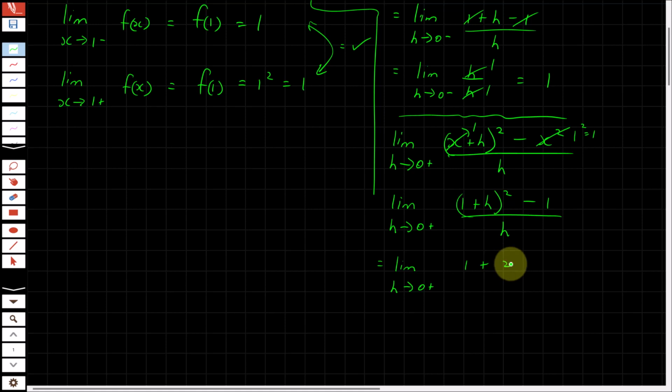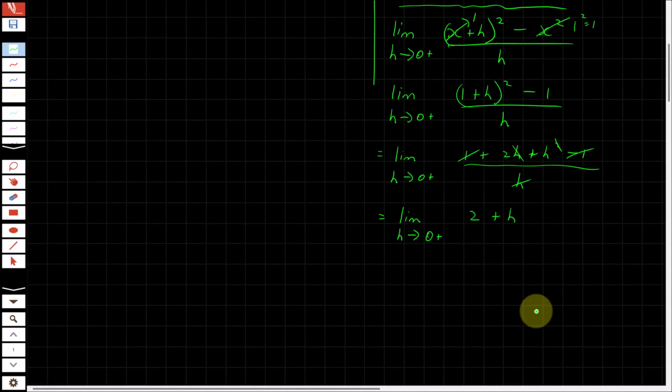So expanding this term out in the brackets, then we can do some cancellations. So the h will cancel out on the top and bottom there, and we're left with 2 plus h. We can then substitute the 0 in for the h, take the limit, and our limit is equal to 2.